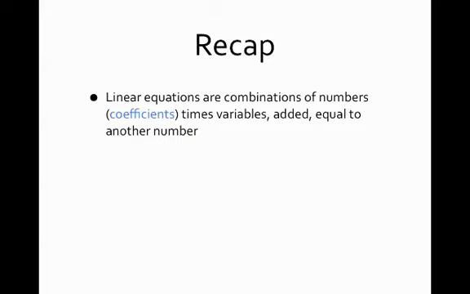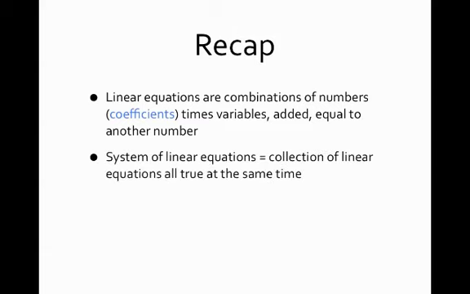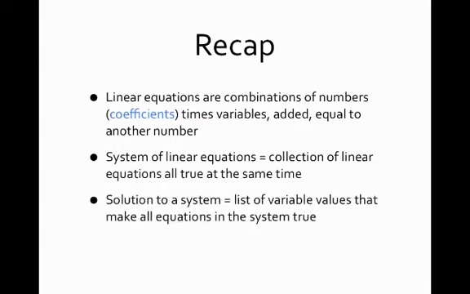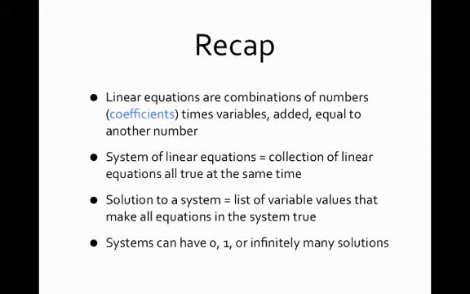So let's recap what we learned in this little screencast about linear systems. We've learned that linear equations are combinations of numbers that we call coefficients times variables that are added and set equal to another number. A system of linear equations is a collection of linear equations that must all be true at the same time. A solution to a system is a list of values for your variables that make all the equations in the system true simultaneously. And we've learned that systems can have either 0, 1, or infinitely many solutions, but no others, not 2, or only 3, or only 4. We don't know how to find those solutions yet, but we're getting to that a little bit later.